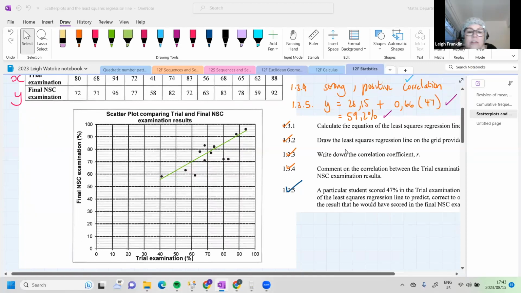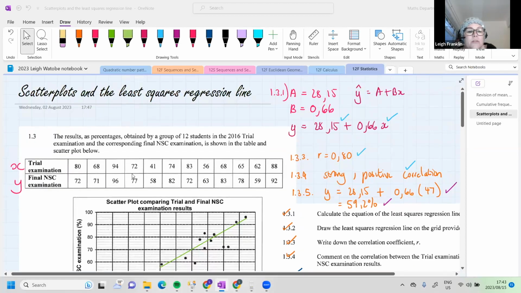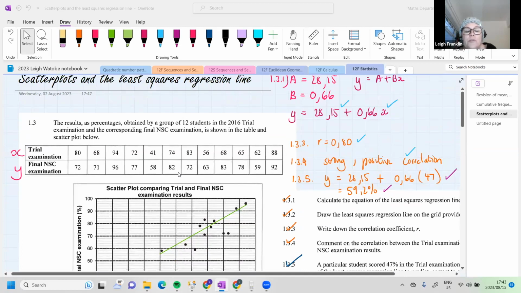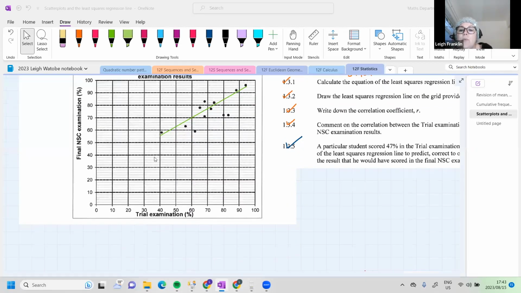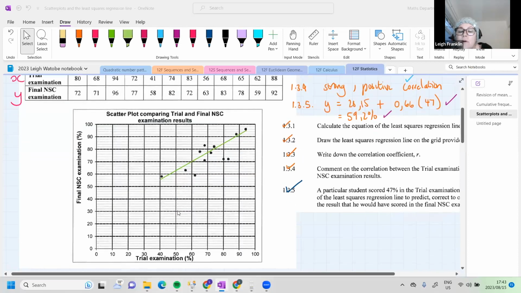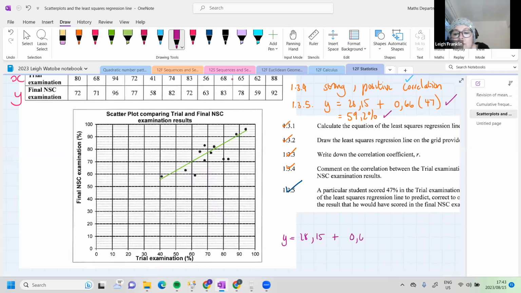But if we went, what was our smallest? Our smallest value here was 41. If we choose 42, let's just see where that puts us in this one. Okay, so if we went y equals 28,15 plus 0.66 times 42, where would we be?